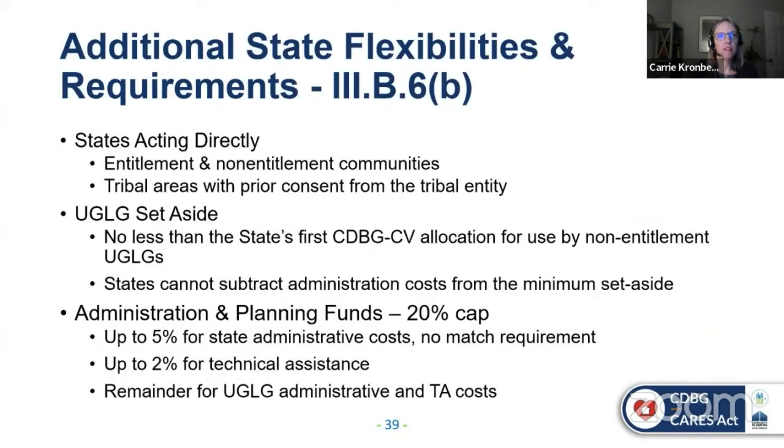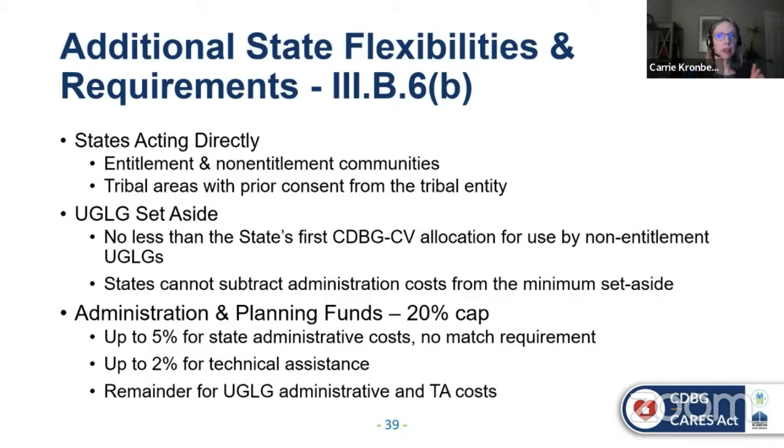Okay, and then just a few notes for my state friends. So HUD included a few state-specific requirements and flexibilities in the implementation notice to expedite the use of CDBG-CV funds and ensure that non-entitlement units of general local government still had access to CDBG-CV. So states are allowed to act directly, meaning they don't have to award funds only to non-entitlement units of general local government. So that means they can use staff or provide funds directly to subrecipients or subgrantees. States can also provide funds for activities in entitlement areas and then tribal areas, of course, with agreement from the tribal entity.